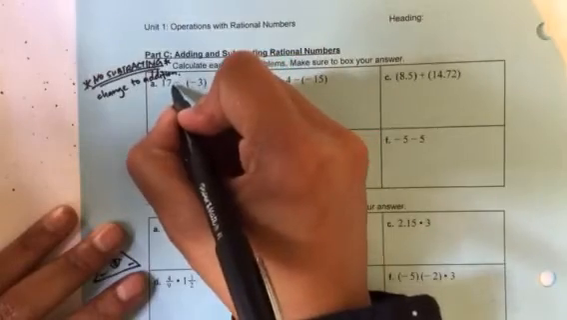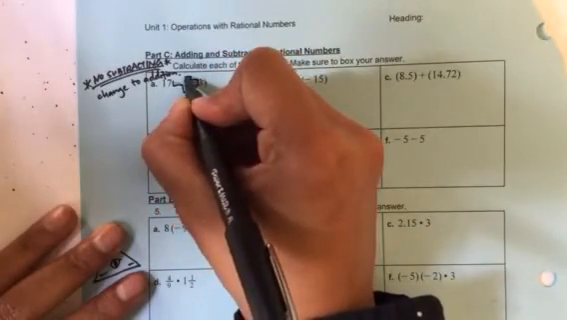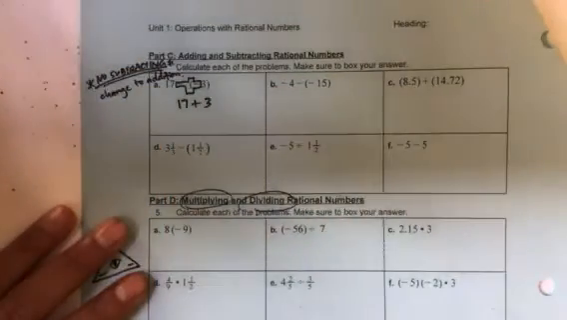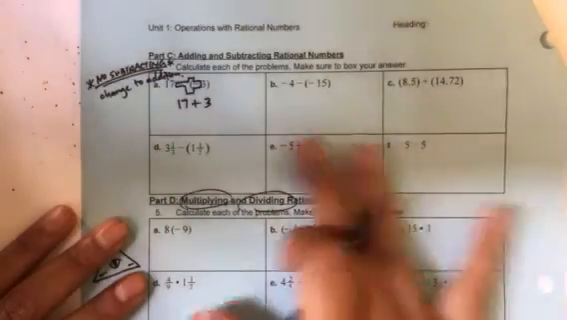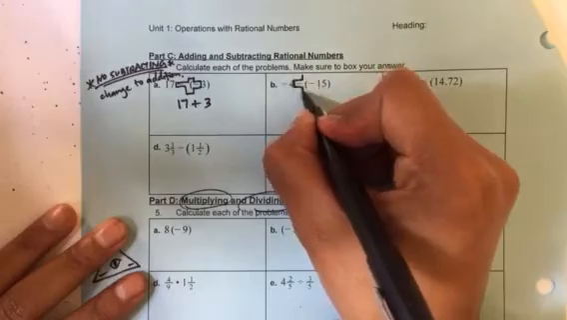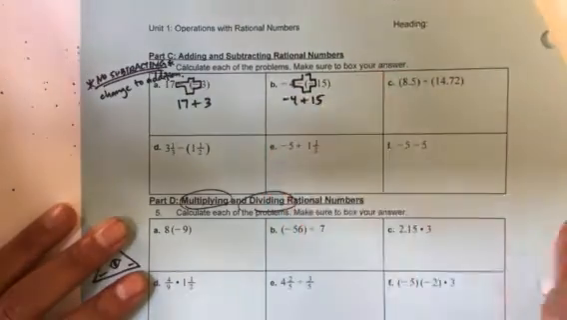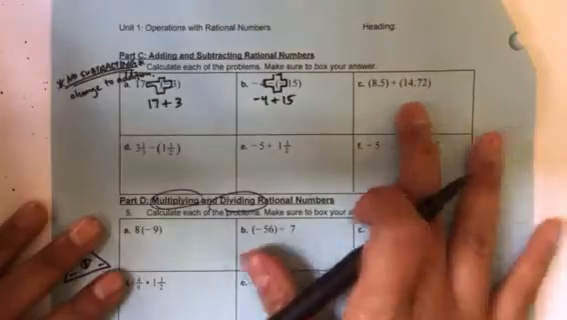So this one is easy to change to addition because you know 2 negatives will make a positive. So I'll just change that to 17 plus 3. The next one, let's change it to addition. This is 2 negatives. We know that makes a positive. So we add 15. These two are both positive.